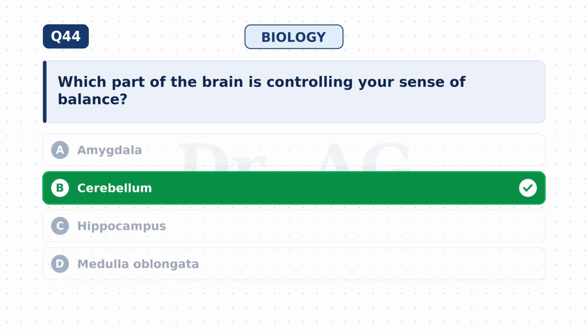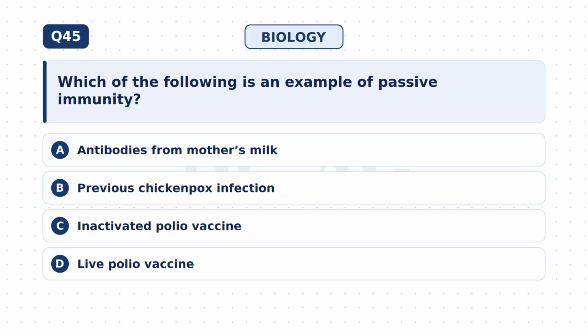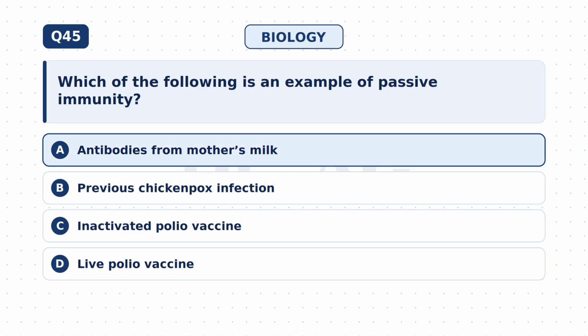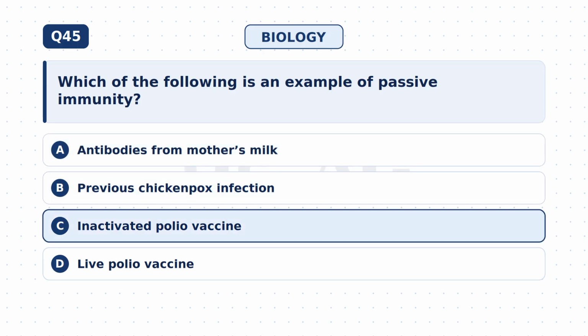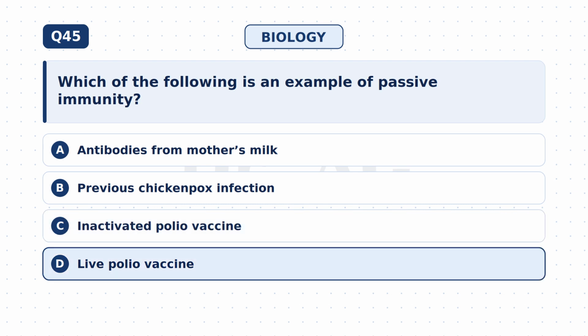The correct answer is B. Cerebellum. Question 45. Which of the following is an example of passive immunity? Option A. Antibodies from mother's milk. Option B. Previous chickenpox infection. Option C. Inactivated polio vaccine. Option D. Live polio vaccine.